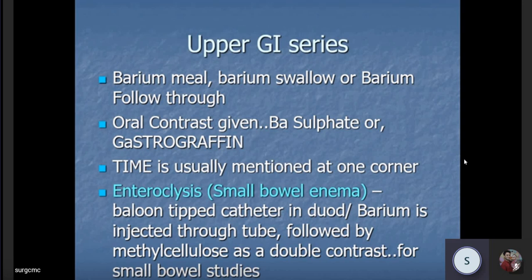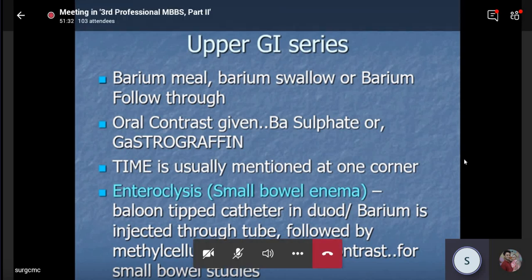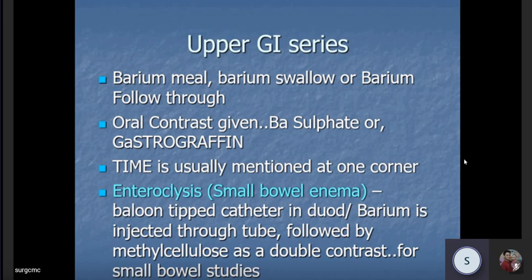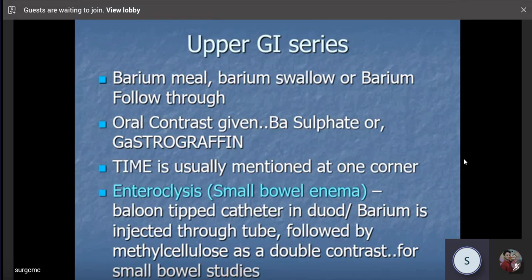Now, whenever you are doing contrast X-rays, there must be time, because an X-ray taken 5 minutes after giving a dye and an X-ray taken 6 hours after the dye cannot be the same. So if the time is not mentioned in a barium meal, barium swallow or barium follow through, answers can be given in a wrong way. So always look, if you are given any contrast X-ray, number one, look for size, and number two, look for whether any time is mentioned or not. And a few minutes back somebody was talking about enteroclysis. That's a small bowel enema. That's a separate entity.